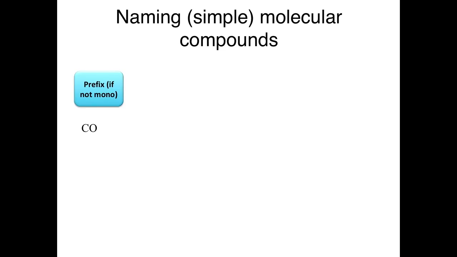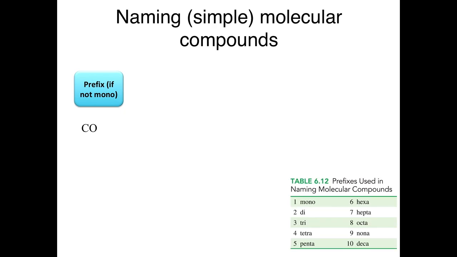To start naming them, you put a prefix, and a prefix tells you how many atoms of that element are in that compound. And in order to do that, you need to know the prefix table, where if you want to say there's 1 of something, you say mono, 2 is di, 3 is tri, 4 is tetra, 5 is penta, 6 is hexa, 7 is hepta, 8 is octa, 9 is nona, and 10 is deca.